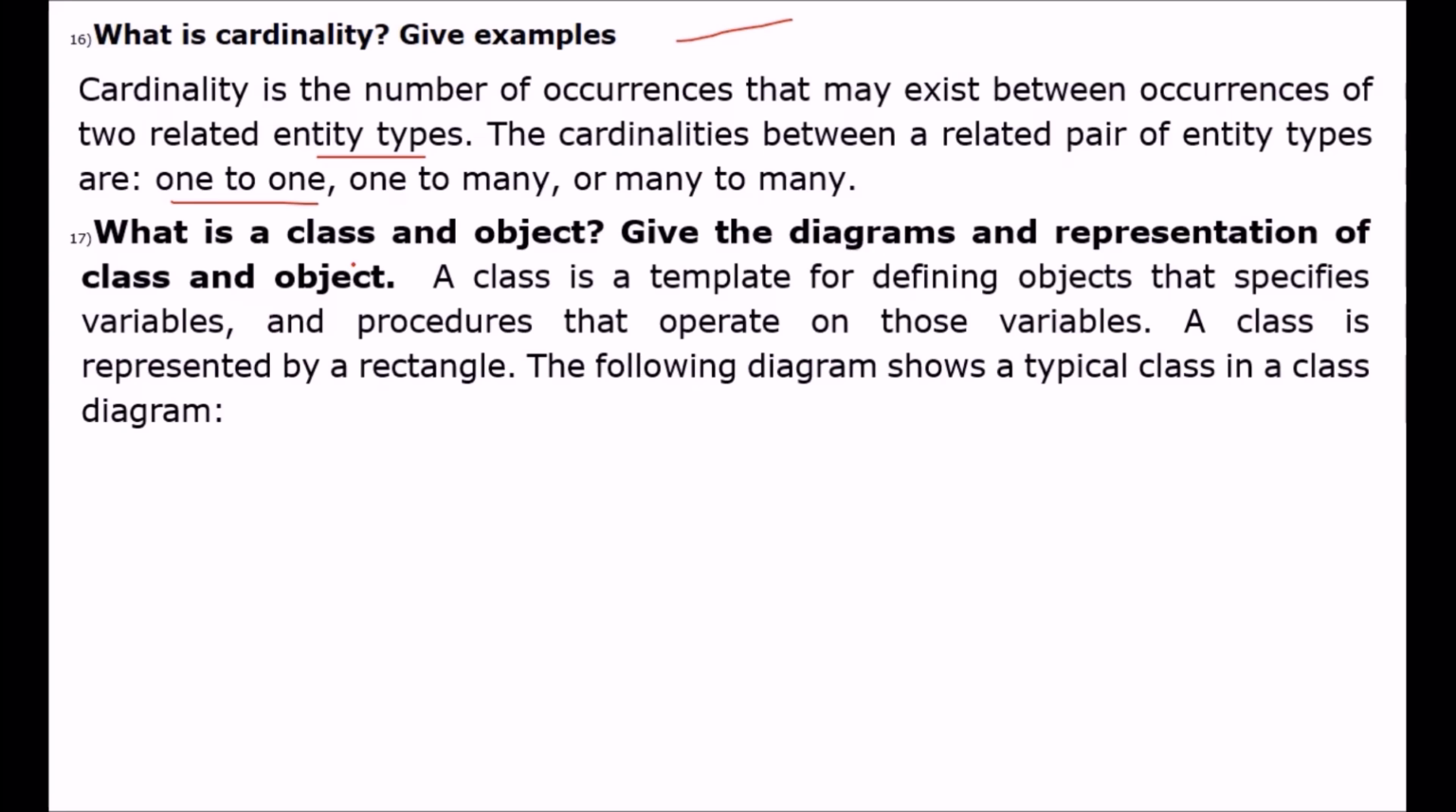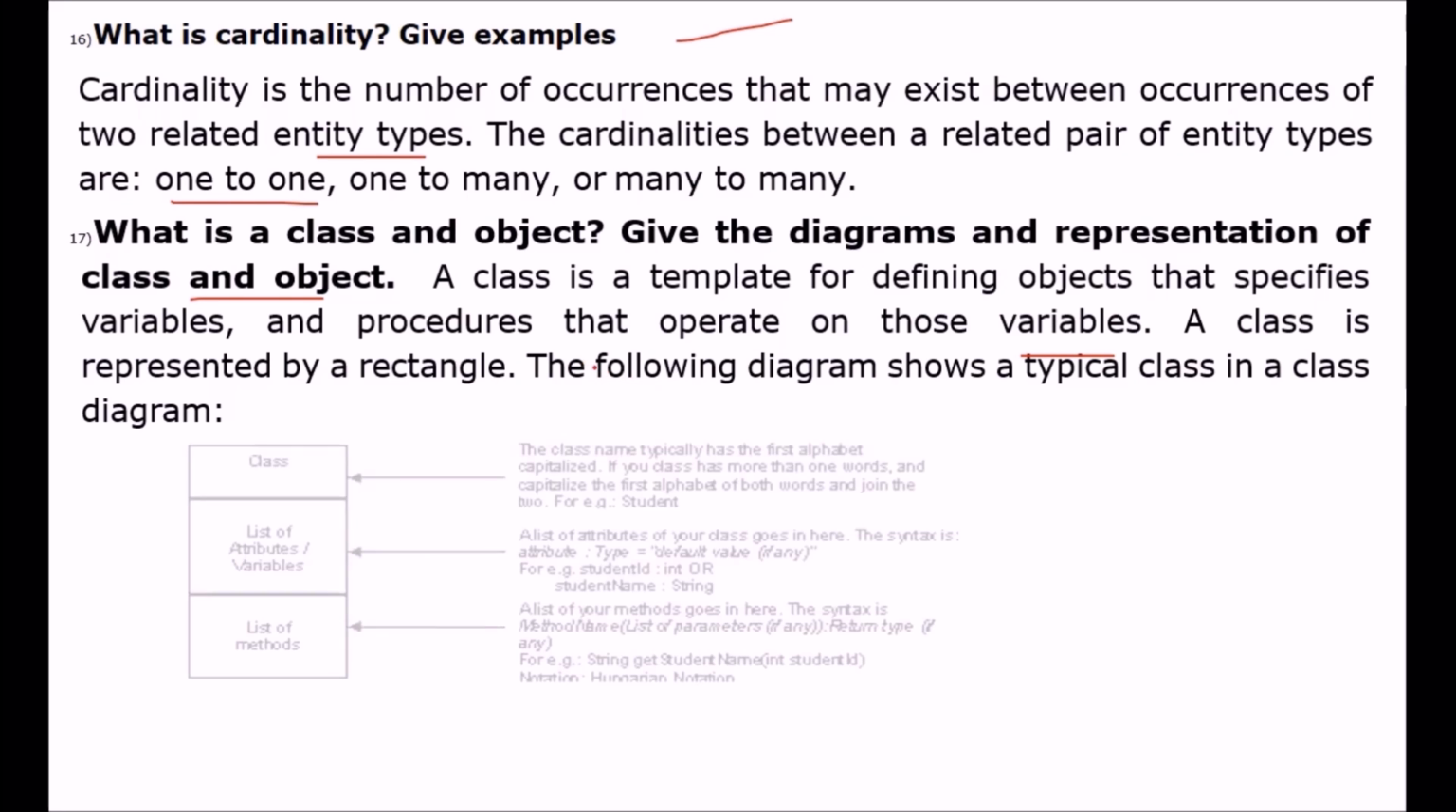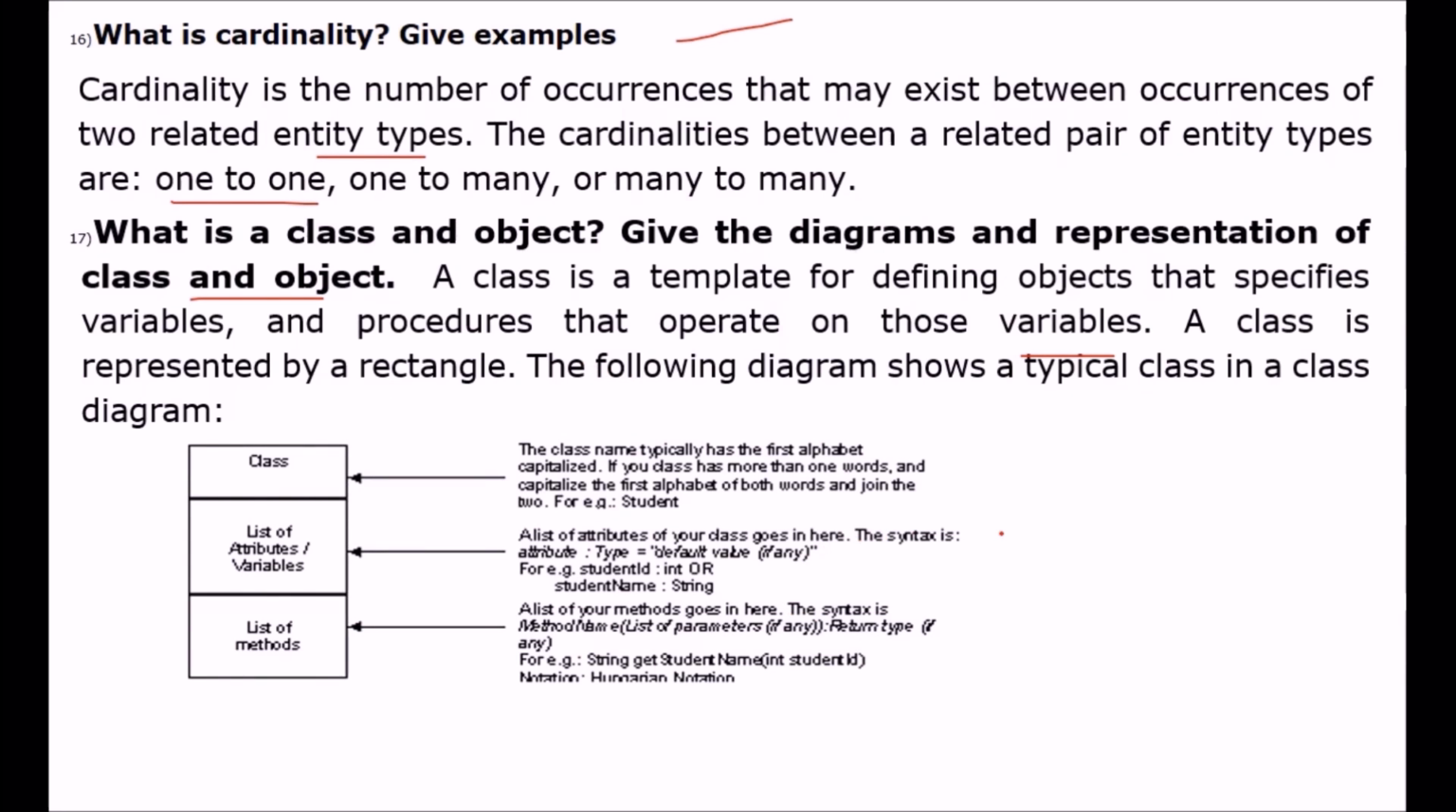What is a class and an object? Give the diagrams and representation of class and object, because most software is object oriented, or follows that object oriented paradigm. This question will come. A class is a template for defining objects that specify variables and procedures that operate on those variables. A class is represented by a rectangle. This is a diagram which shows a typical class in a class diagram.